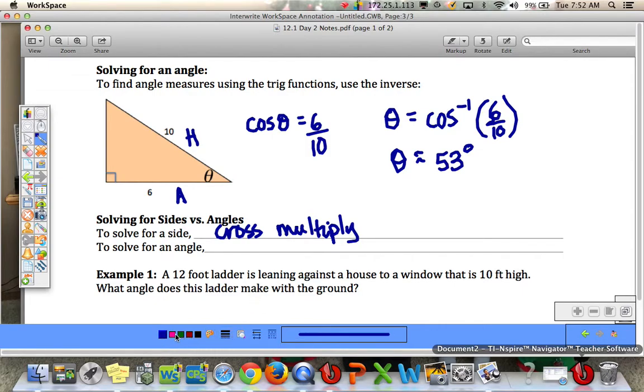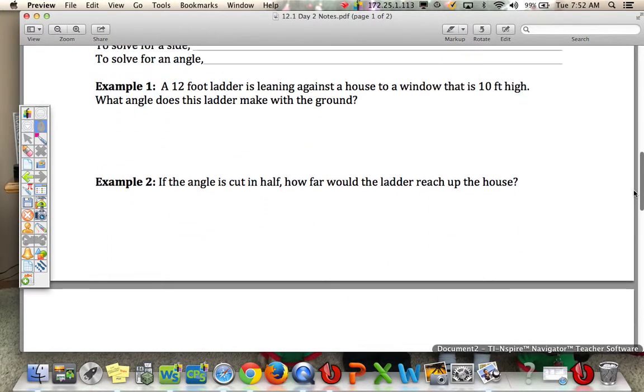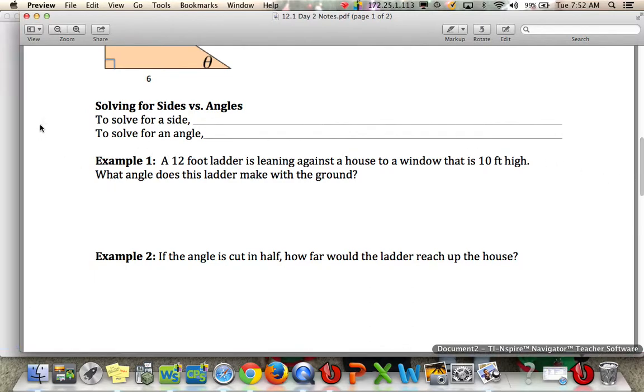But when you're solving for an angle, you're going to take the inverse of the function. To solve for a side, cross multiply. To solve for an angle, take the inverse. So today we'll do several examples of solving for an angle. And then on your assignment, you'll practice that, and practice probably both methods.